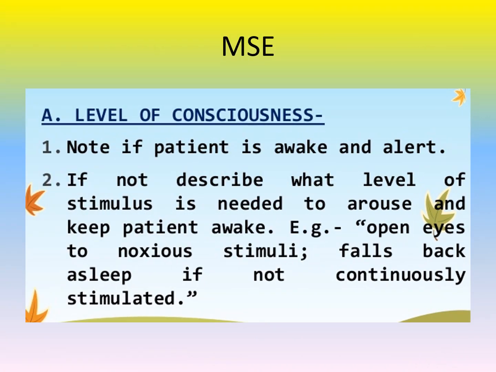And the level of consciousness: note if the patient is awake or alert, and consciousness is an alert cognitive state in which the person is aware of self and environment. So if not described, what level of stimulus is needed to arouse and keep the patient awake? We can open eyes to noxious stimuli, falls back asleep if not continuously stimulated. And because most mental processes occur in the brain, the biology of consciousness is also called arousal.